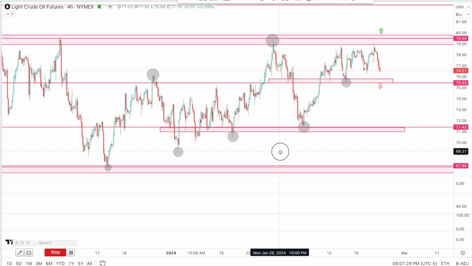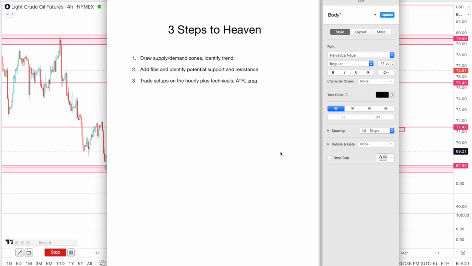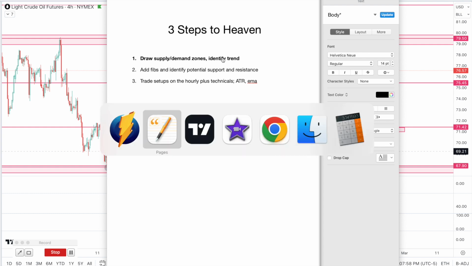So the first step is to draw some supply demand zones. Now, it's really a three-step process for scalping day trading. First step is what this video is about. The other two topics are going to be linked to this video in the description field. So what we are doing right here is drawing supply demand zones and identifying trend.